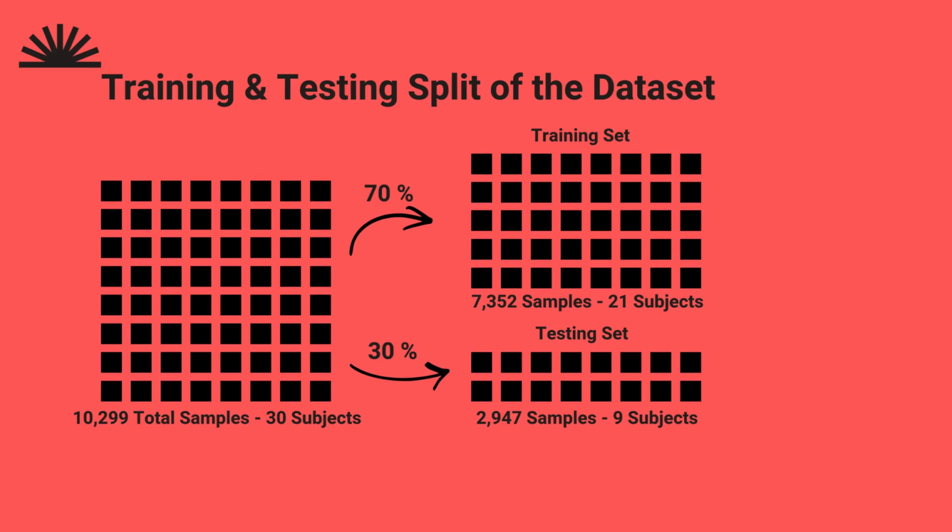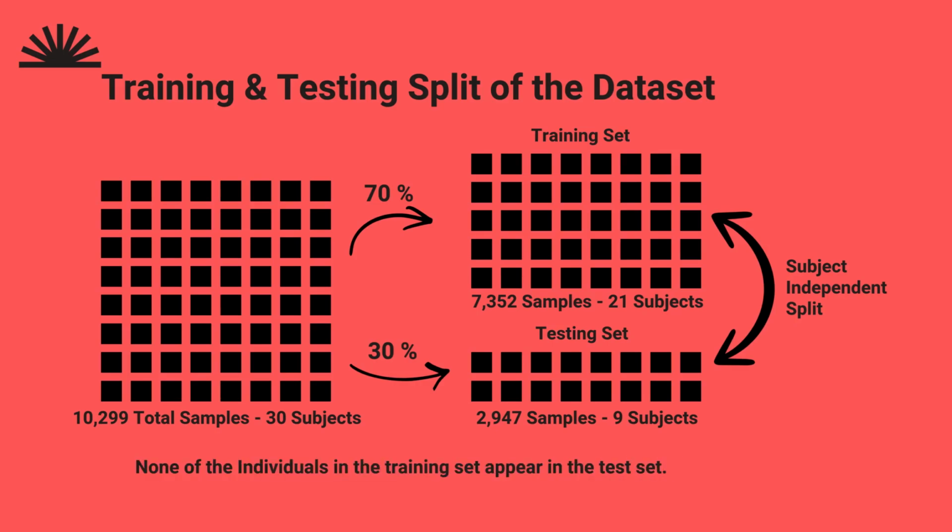An important detail here is that this is a subject-independent split. This means that none of the individuals in the training set appear in the test set. This design choice helps prevent data leakage and makes the evaluation more realistic, since the model is tested on completely unseen users rather than familiar movement patterns.